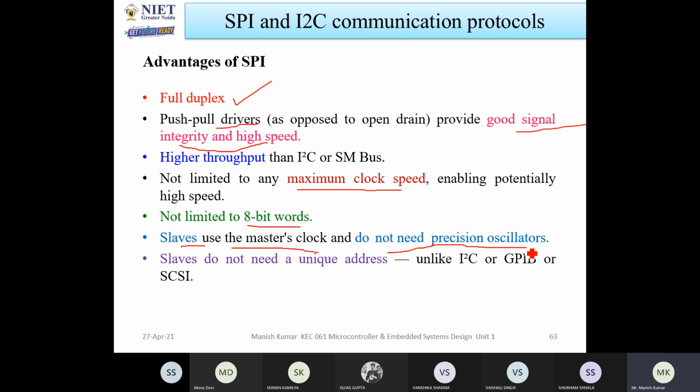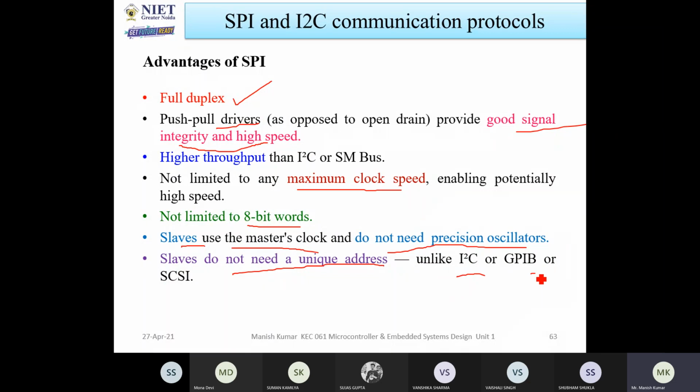And also, slaves do not need a unique address. What is the benefit if there is no address? You can just connect with the slave select lines. With single lines you can connect. No problem in that.